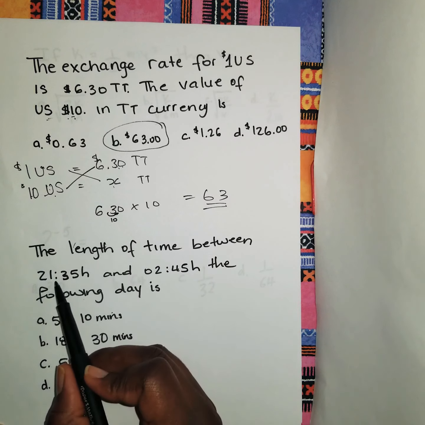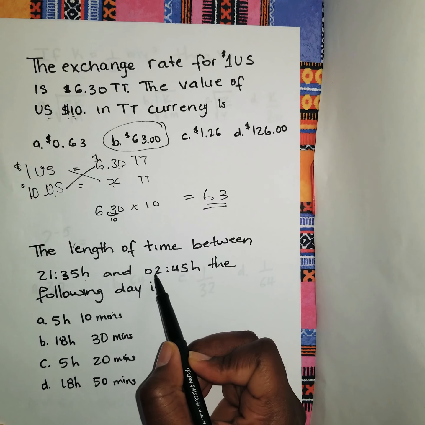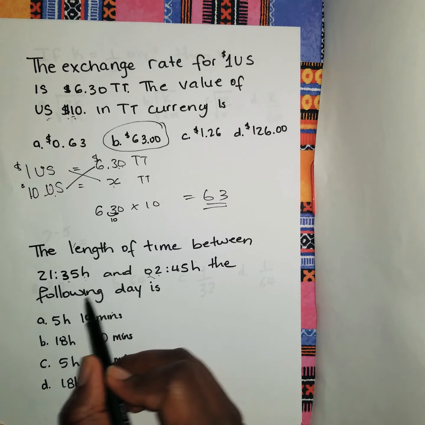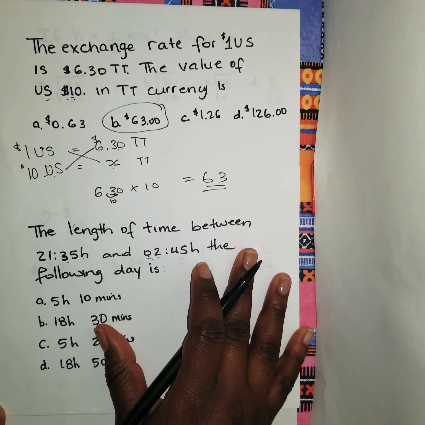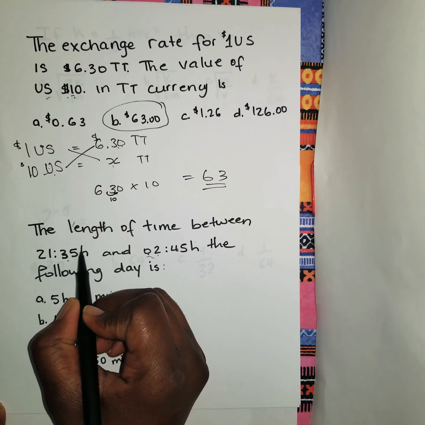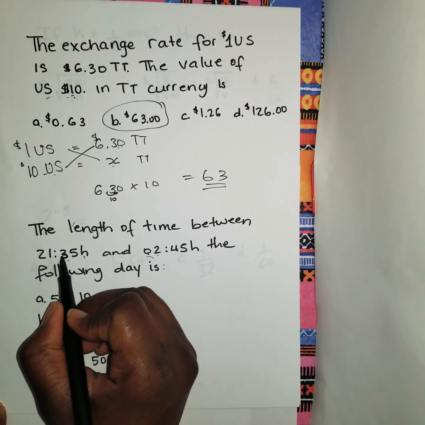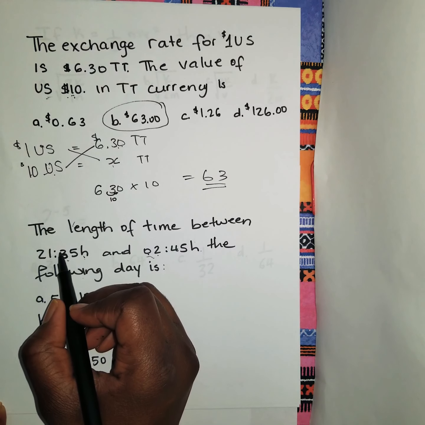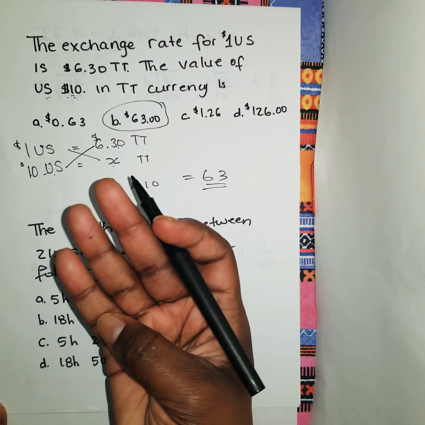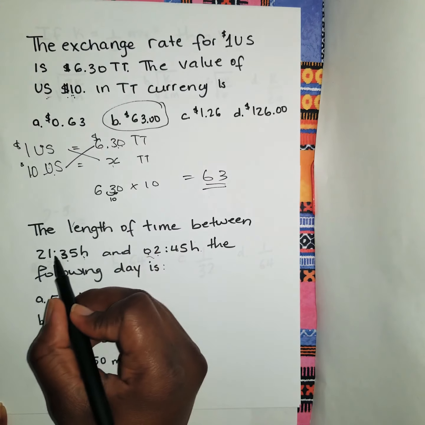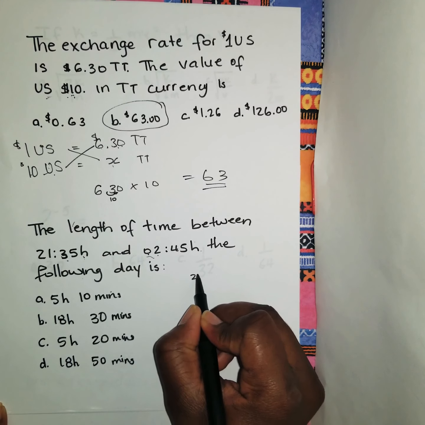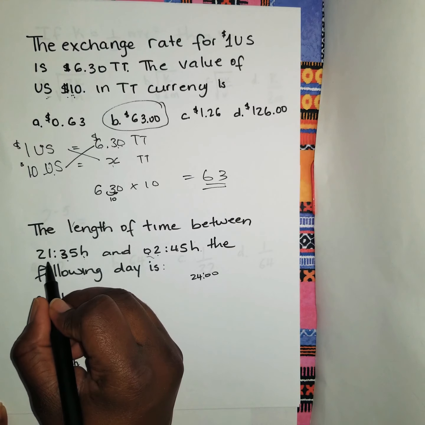So the length of time between 21 hours 35 minutes and 2 hours 45 minutes the following day is, all right? So for this question, guys, 21:35 hours is basically the 24-hour clock representing the evening hours for that day. So 21 we know would represent 9, because 13 is 1, 14, 15, 16, 17, 18, 19, 20, 21, so that's 9. So it's basically 9:35 in the night. So we know to end that day, we know there are 24 hours in a day and we have up to 9:35.